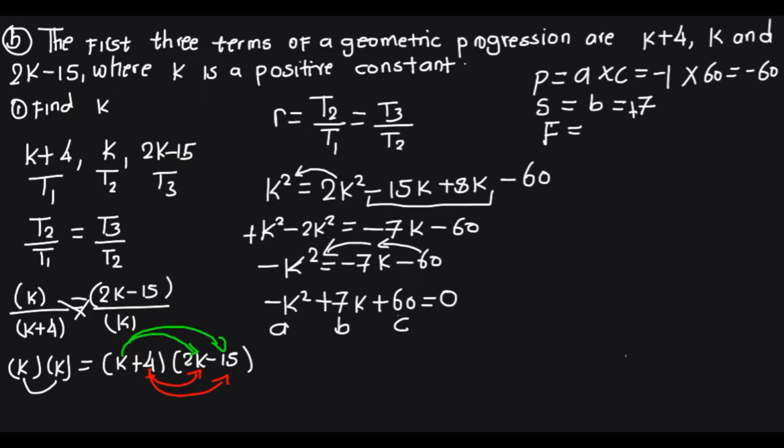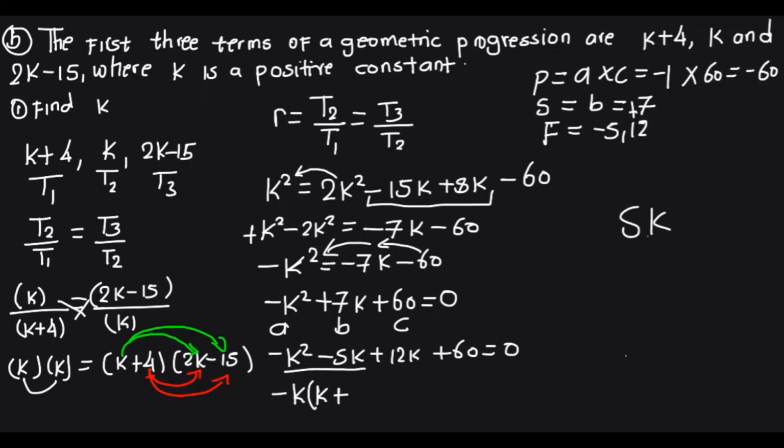So the factors we are saying are negative 5 and 12. We can now continue. We have negative k squared minus 5k plus 12k plus 60 is equal to 0. So let's factorize the first part. From this first part, we can see that negative is common and also k is common. So k times negative k squared gives negative k, and negative times negative is positive. Then k times 5k, we cancel this k and this k, so that is 5.